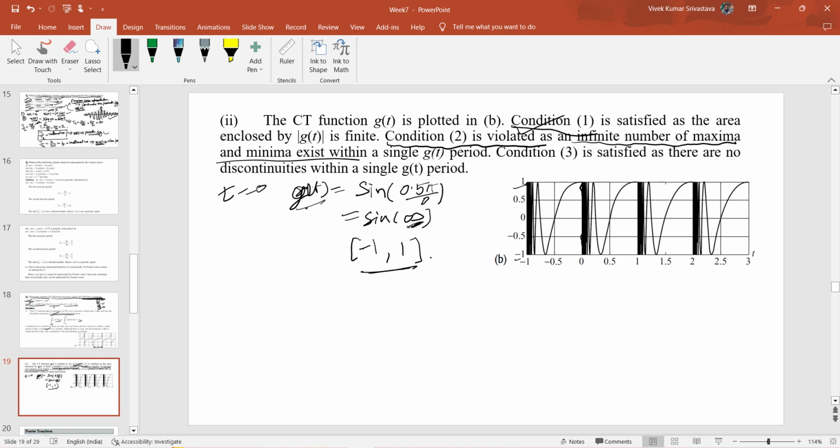Similarly, if you go for t equals 0 plus, then also you will get the same thing. You cannot predict the value.